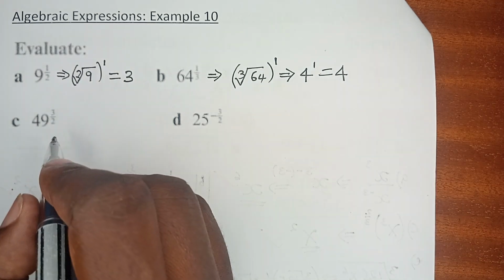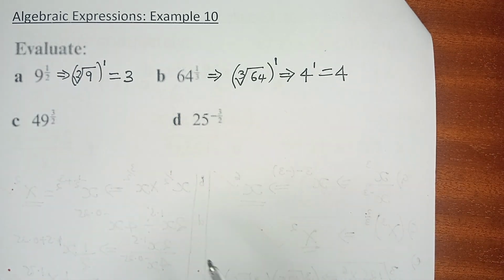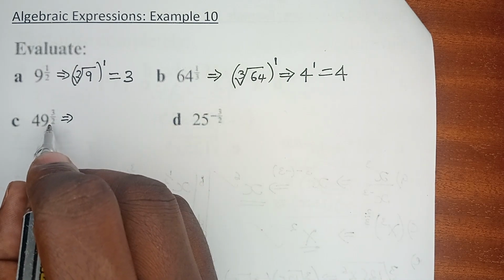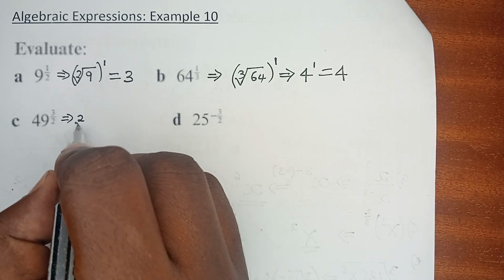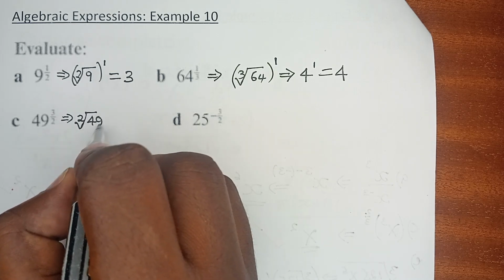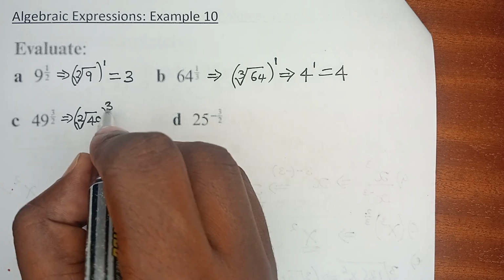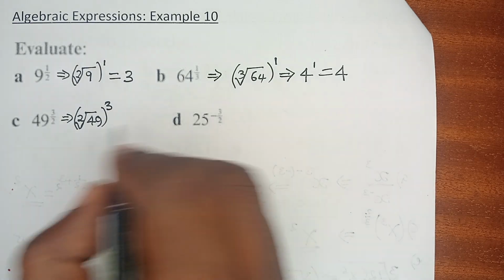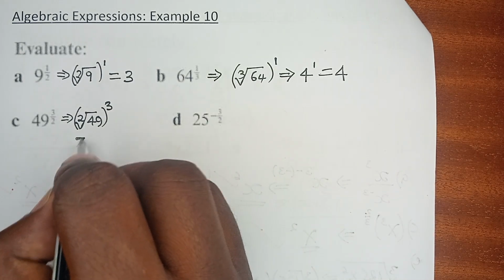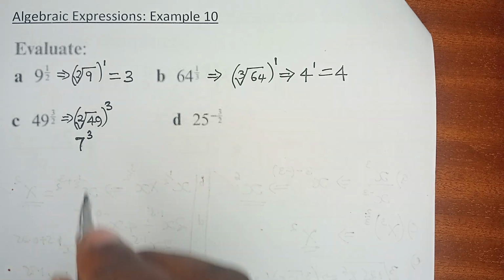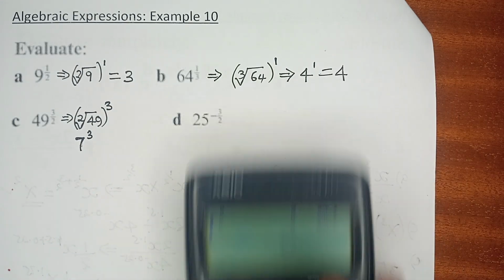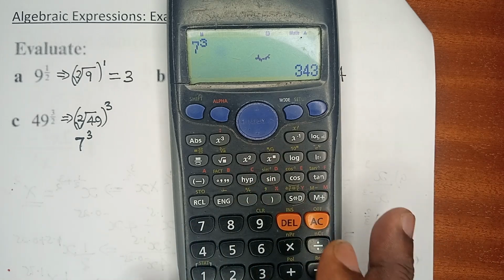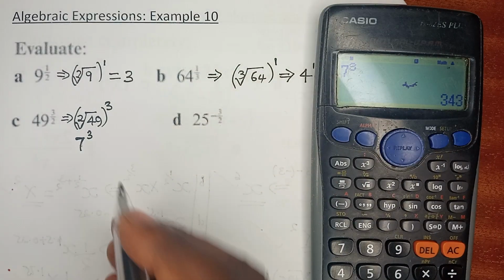Part C is 49 raised to power 3 over 2. And as we have said, the denominator is 2. So we are going to have the square root of 49 upon which we raise to power 3. And the square root of 49, we all know it is actually 7. This is 7. 7 raised to power 3. And we would wish to know that 7 raised to power 3 is 343.